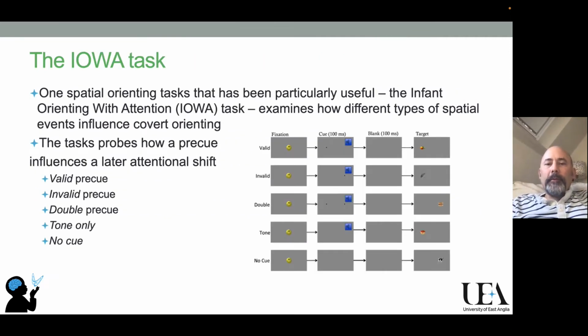One spatial orienting task has been particularly useful, the infant orienting with attention, or Iowa task, because it examines how different types of spatial events influence covert orienting. The task is shown in the figure here to the right. What you're seeing are the different conditions across the different rows. Basically, across these different conditions, the task probes how a pre-cue influences a later attentional shift.